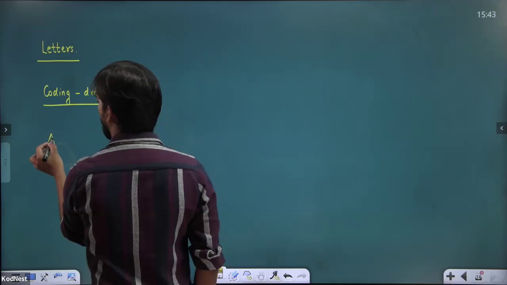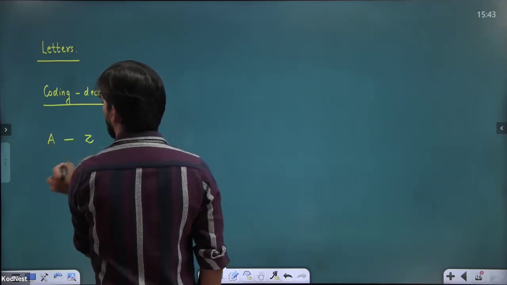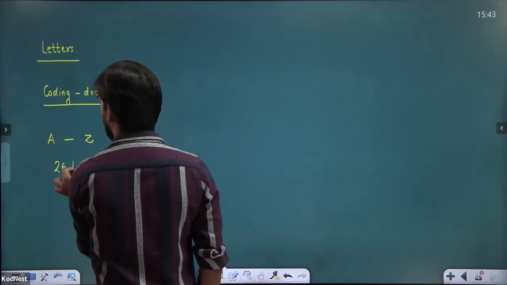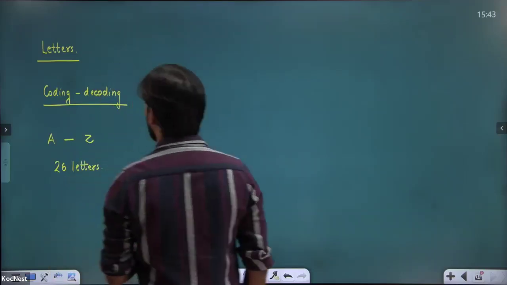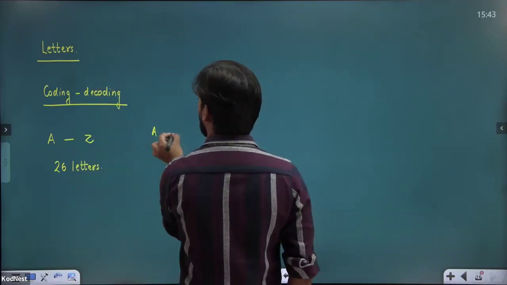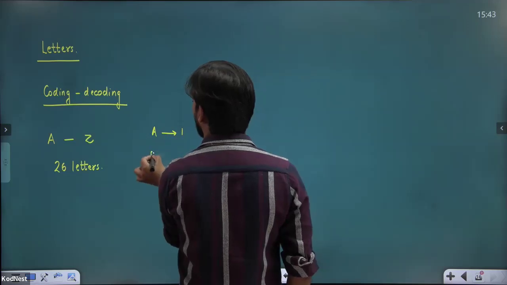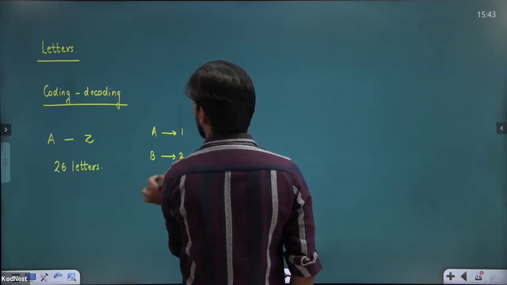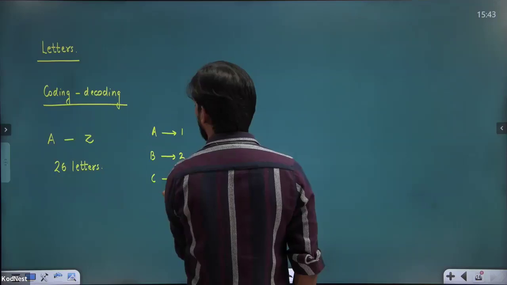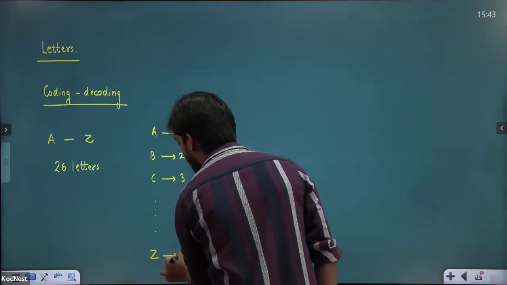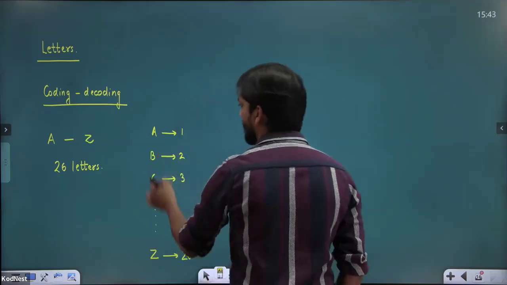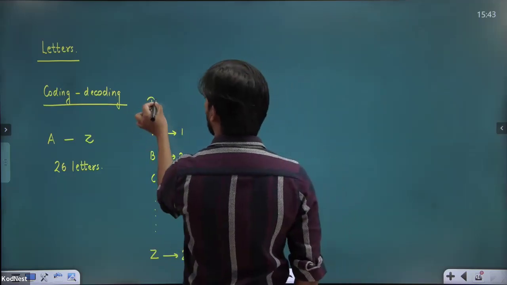Because coding decoding is related with letters, that's why we have to memorize these 26 letters, A to Z. What we have to memorize is that A comes at position 1, B comes at position number 2, C comes at position number 3. This is what we have to memorize until Z. I call this the place value.